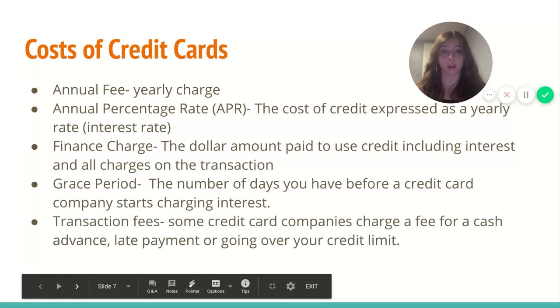So, costs of credit cards. There is an annual fee, so a yearly charge. An annual percentage rate, an APR, so the cost of credit expressed as a yearly rate, your interest rate. There is a finance charge, so the dollar amount paid to use credit, including interest and all charges on the transaction. The grace period is the number of days you have before a credit card company starts charging interest. And transaction fees, which some credit card companies charge, a fee for a cash advance, late payment, or going over your limit.